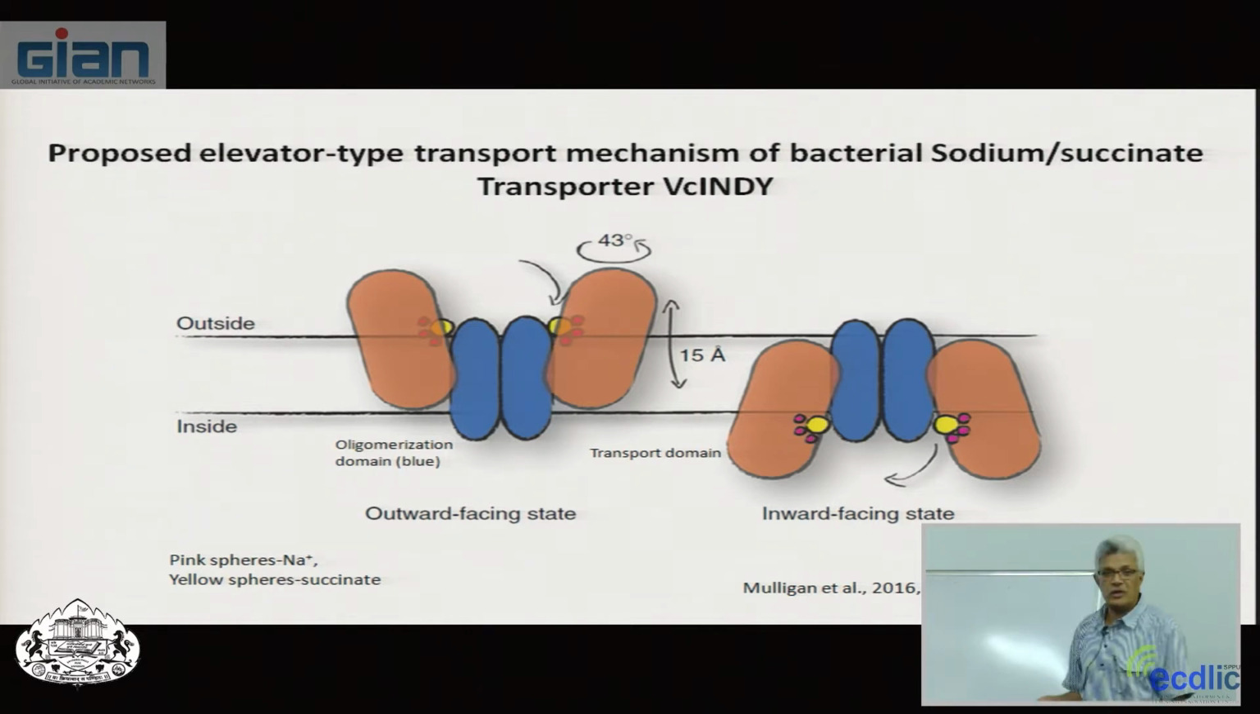But now instead of having that alternate access where the transport site is moving in, what happens is it just slides against this rigid domain. Okay, you can see the difference now. It will slide and then release into the inward facing side. So that's why it's called an elevator, or here you would call it a lift mechanism, because all you are doing is bringing it down one floor and then going.